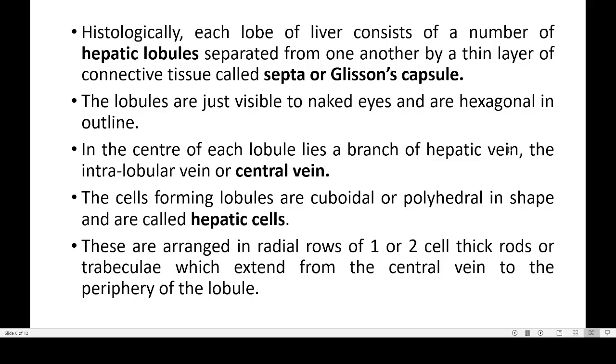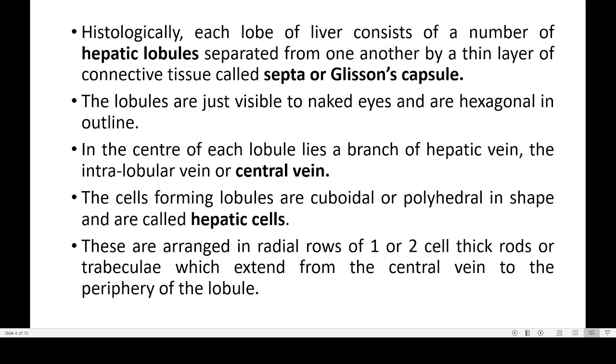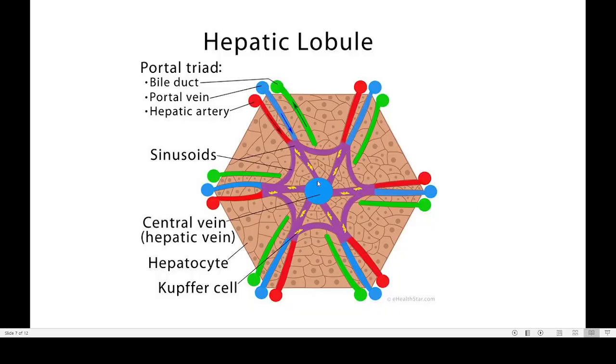The lobules are just visible to the naked eye and are hexagonal in outline. See, this is the lobule. They have a hexagonal shape. So we have to see what the important structures present there are. In the center of each lobule lies a hepatic vein, the intralobular vein, otherwise known as the central vein. Here you can see that. This is the intralobular vein or central vein. We can also call it the hepatic vein. So there is a central vein in the hepatic lobule.